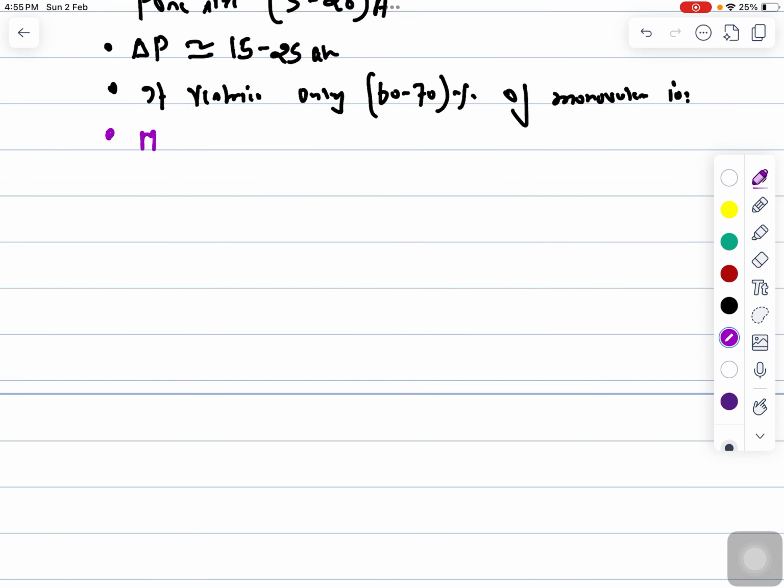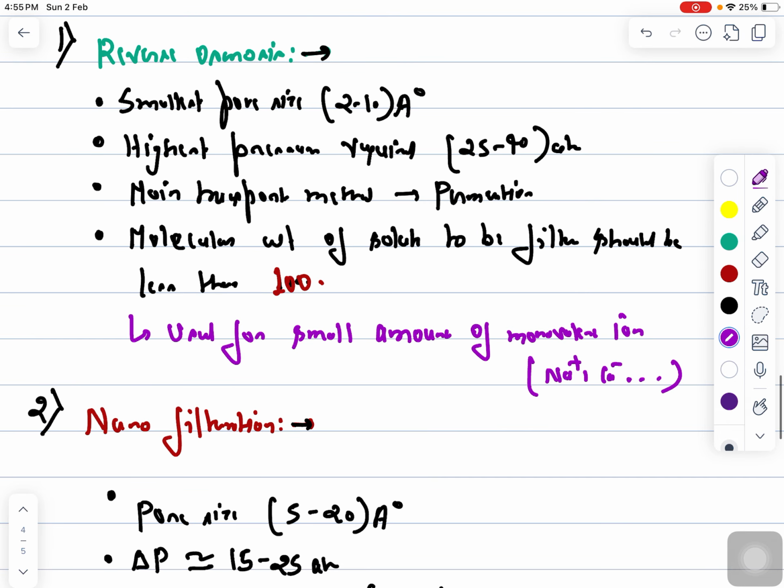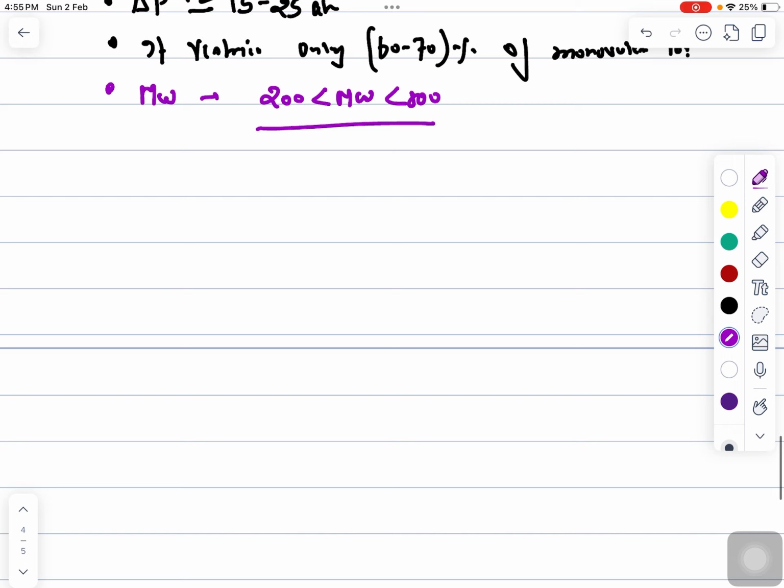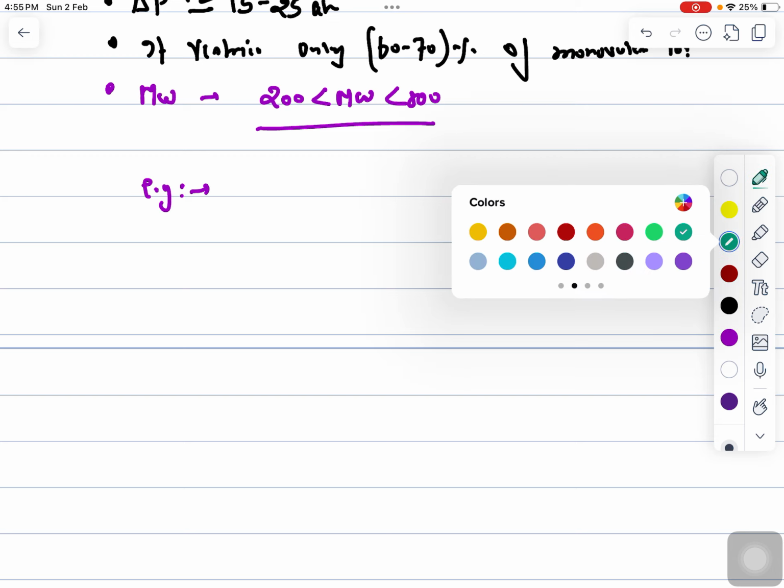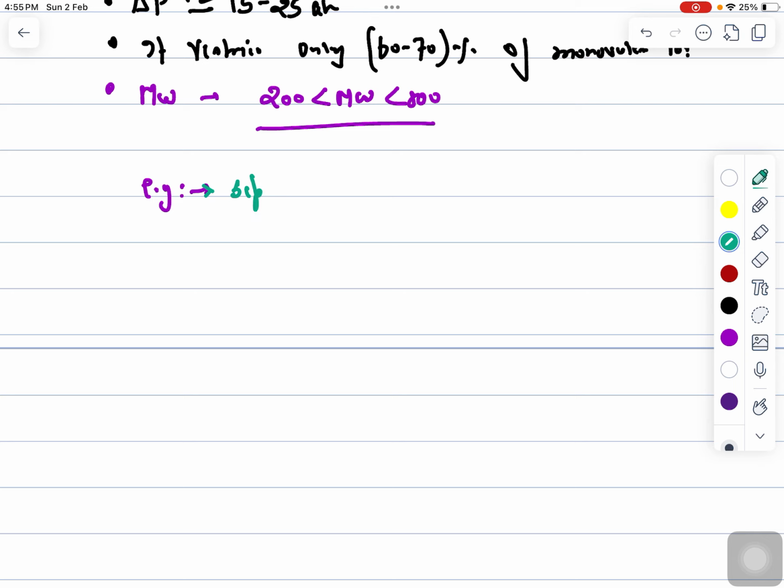But the molecular weight of solute that can be separated here will lie between 200 to 800. In the earlier case, the molecular weight of solute that can be filtered should be less than 100, but here it provides a bandwidth of separation of molecular weight of solute between 200 to 800, right? As for the application of nanofiltration, it is used for separation of dye. Okay, that is all about nanofiltration.